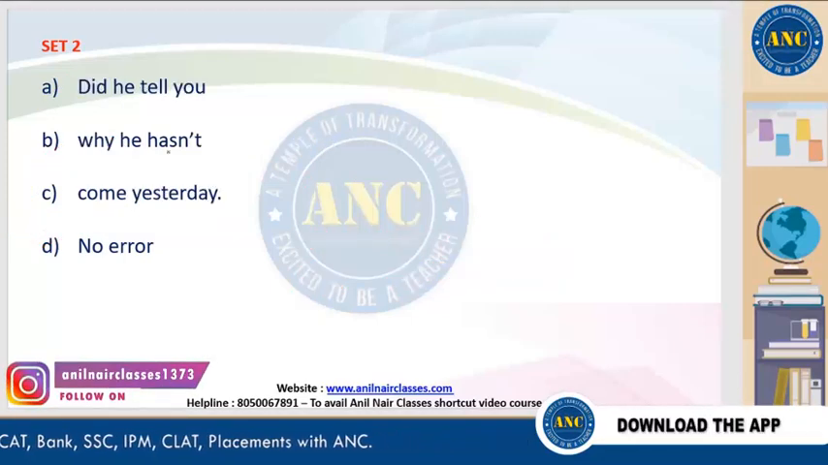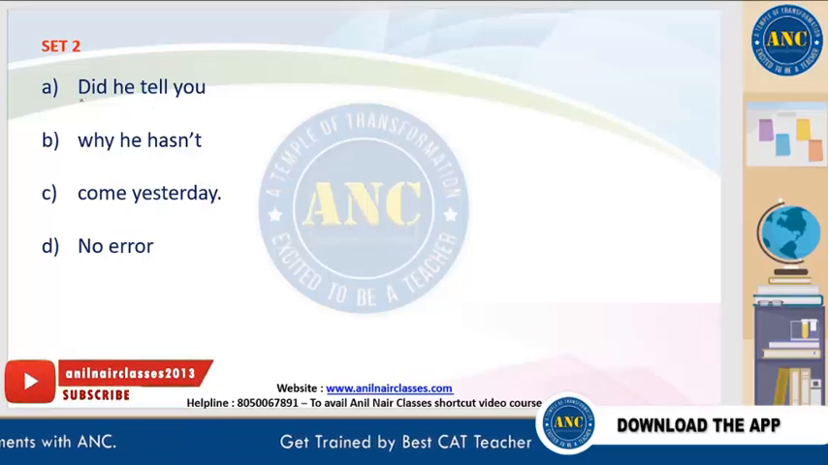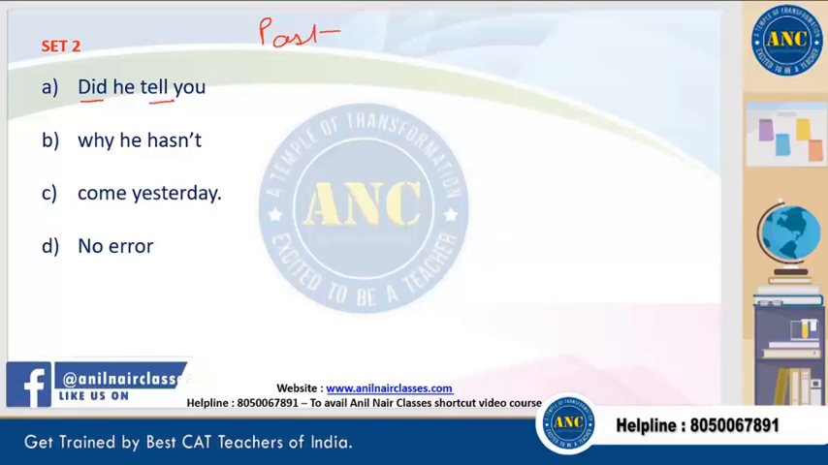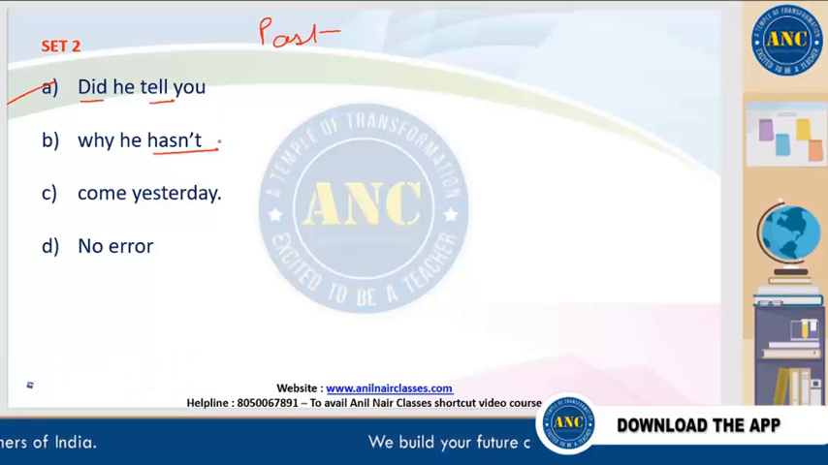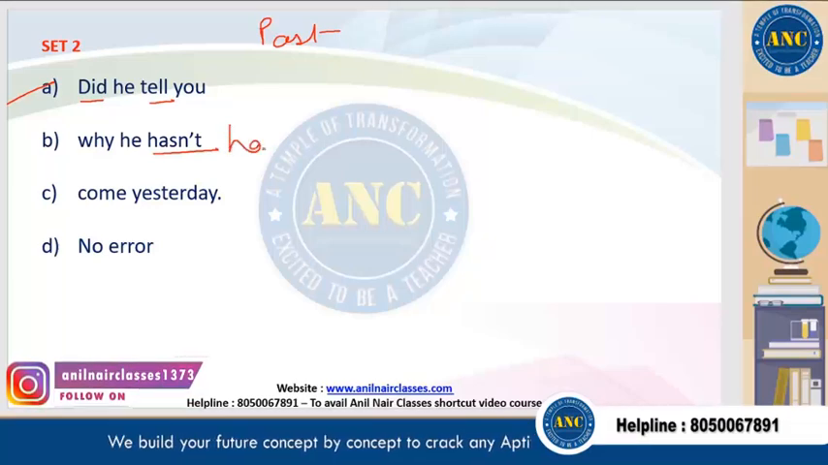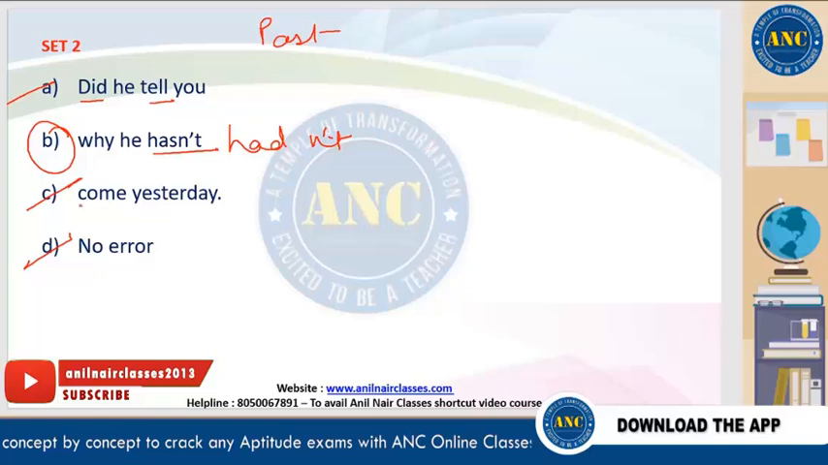Next one. Did he tell you why he has not come yesterday? Now the word "did" tells me that the sentence is in the past. So "did tell" is fine. Why he hasn't? "Hasn't" is in the present tense. We need the past tense. Why he hadn't come yesterday. So B is the right answer. Get rid of C and D.